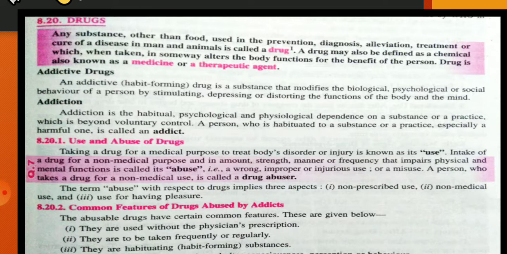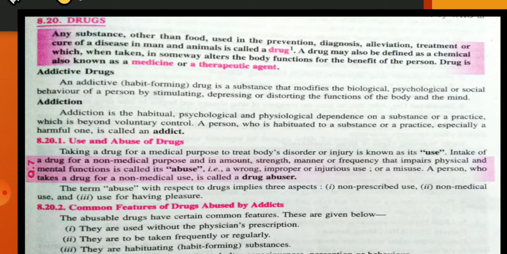A drug may also be defined as a chemical which, when taken in some way, alters the body's functions for the benefit of the person. So any chemical which, when taken in some way, alters the body's functions for the benefit of a particular person, we call a drug. This is otherwise commonly called medicine or a therapeutic agent. So this is the definition of drugs.